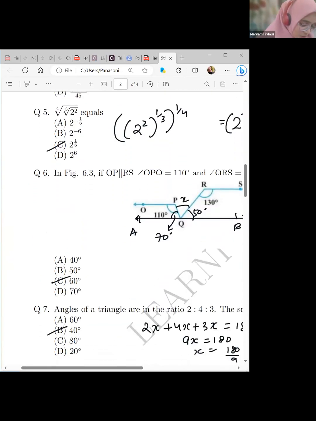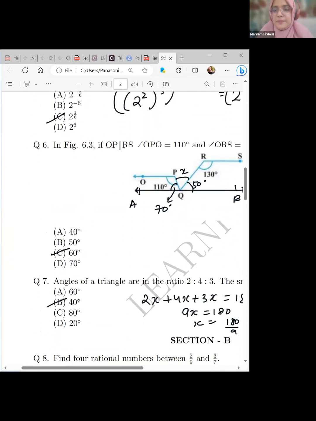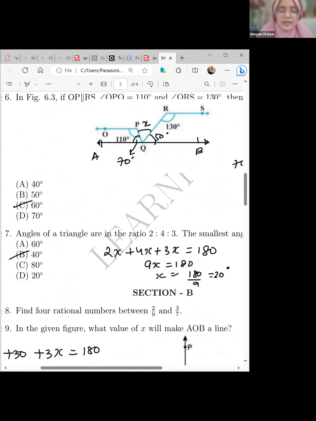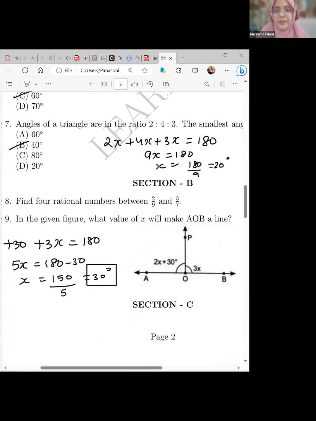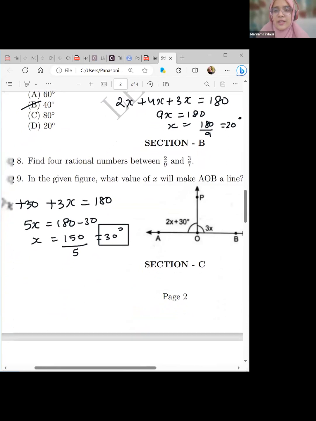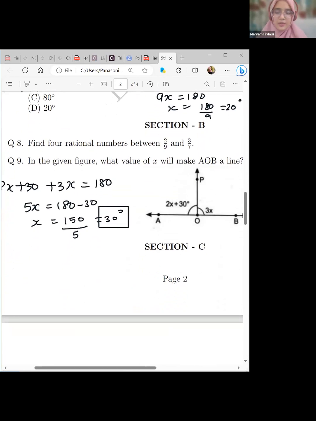Then the sixth question, you both did correct. Then the seventh question, also you did correct. So this is supposed to be 40. And then the eighth question, Avni, you skipped the eighth question. Why?